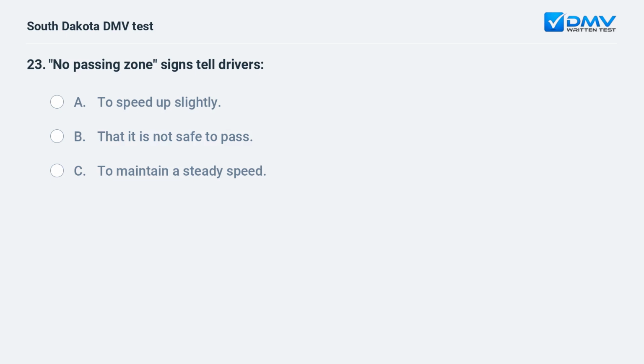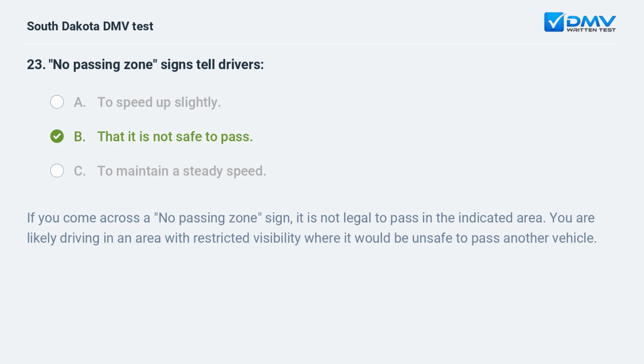No passing zone signs tell drivers A. To speed up slightly. B. That it is not safe to pass. C. To maintain a steady speed. B. That it is not safe to pass. If you come across a "No Passing Zone" sign, it is not legal to pass in the indicated area. You are likely driving in an area with restricted visibility where it would be unsafe to pass another vehicle.